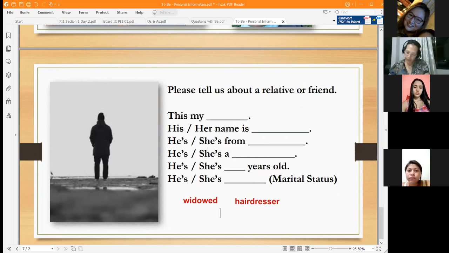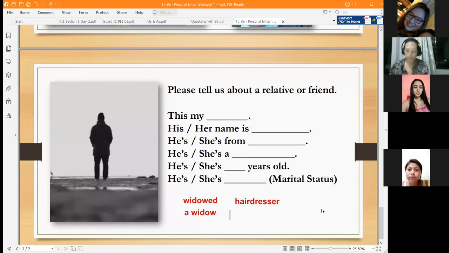This is my dear friend. Her name is Vicky. She's from San Salvador. She's a teacher. She's 75 years old. She's a widow. She's widowed, or she's a widow. You can say she's a widow too, as a noun. If you use widowed, no "a" is needed, but if you say a widow, yes. Okay. Thank you very much.